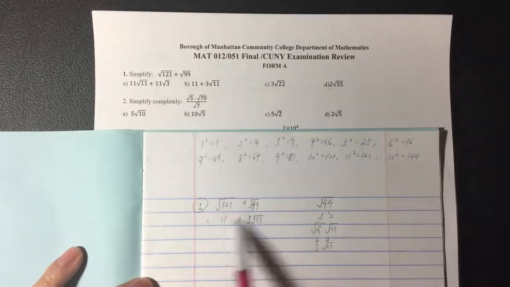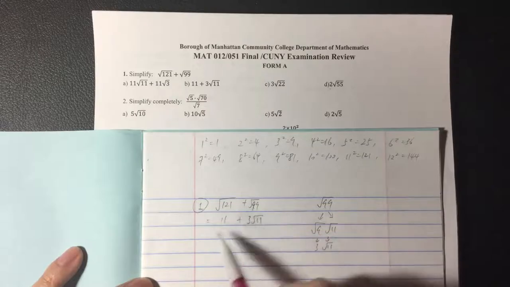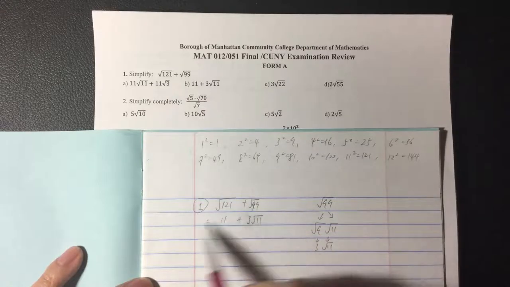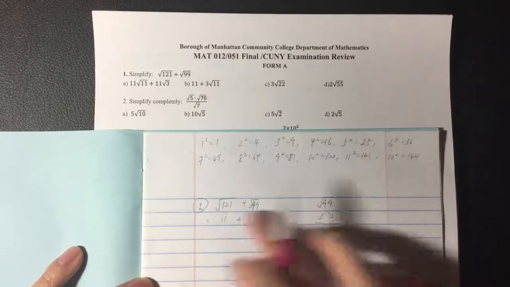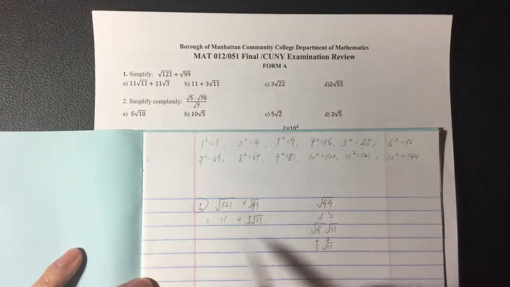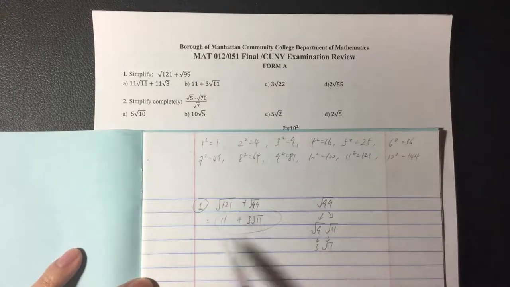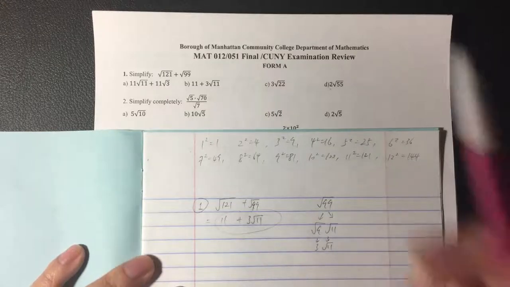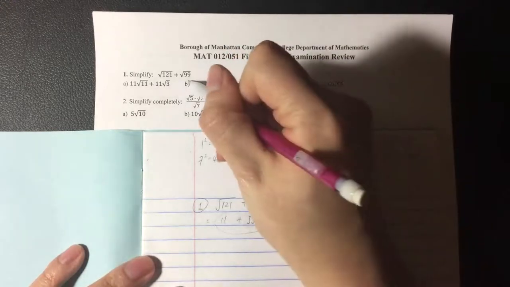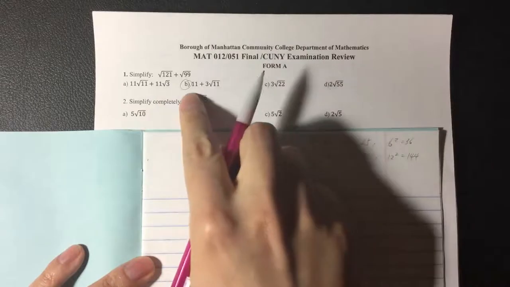Now, these two terms, they cannot be combined, because the second term contains a square root, but the first term doesn't. They are unlike terms. They cannot be combined. If they cannot be combined, that's the final answer. So the answer here is part B. For problem number one, the answer is part B.